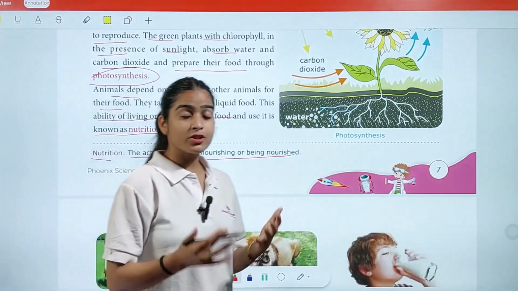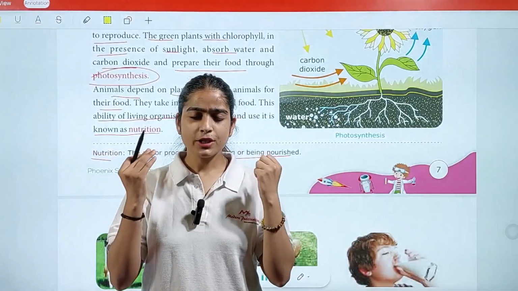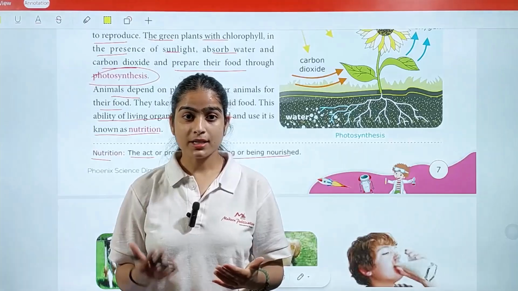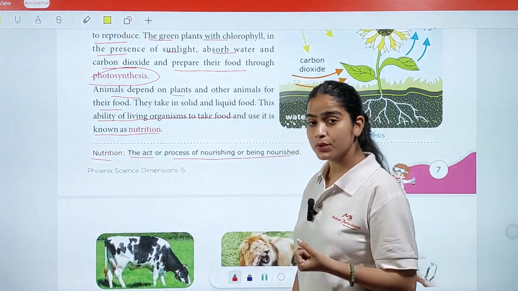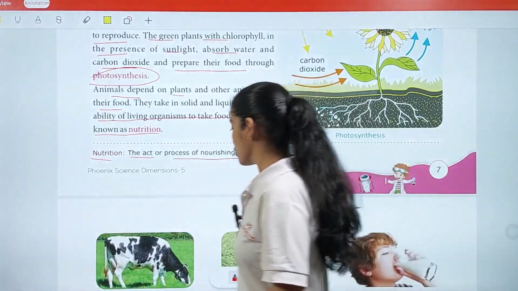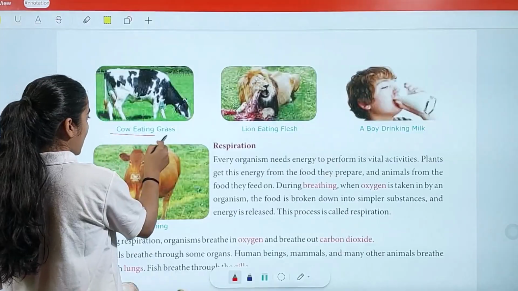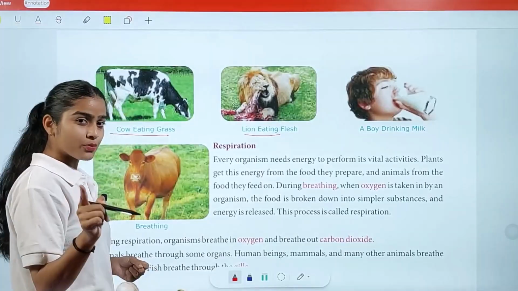For example, suppose that you didn't take your breakfast in the morning and you feel so low because you don't have your breakfast. So for giving energy for day-to-day activities, we need food, right? So these are the food of animals: cow eating grass, lion eating flesh, a boy drinking milk. You drink milk, very good.